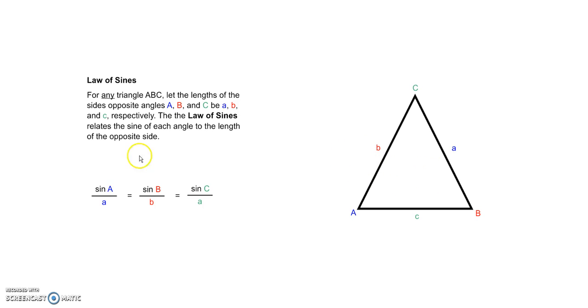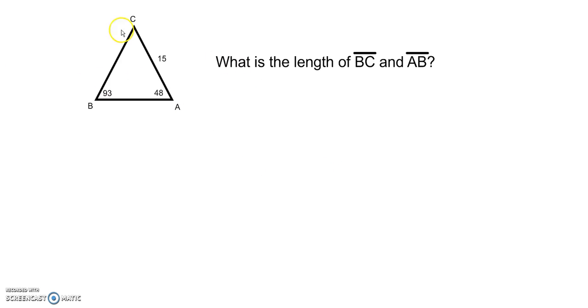So what this law is essentially saying is you can create a proportion using all the sides of the triangle and the angles. So you're creating a fraction between each angle and the side across from it, right? So the fraction sine of A over a, and that's saying that that is going to be equal to all the other fractions made from putting the sine of an angle over its opposite side. So let's look at an example.